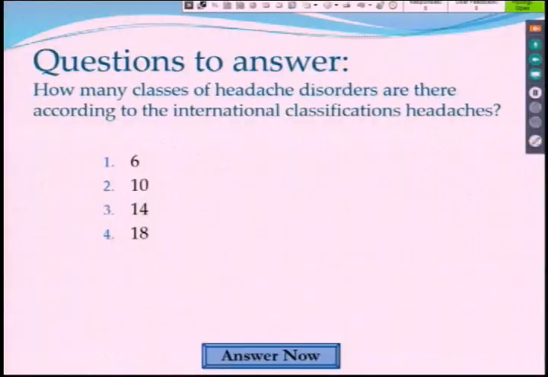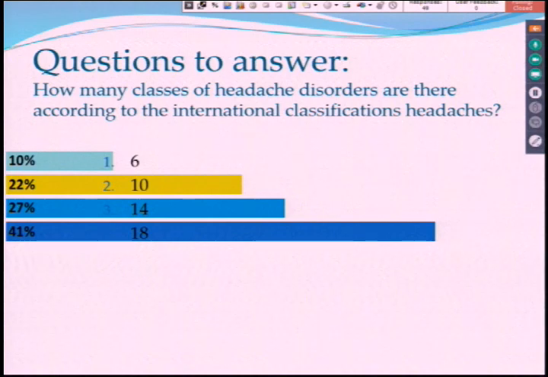So question, how many different classes of headache disorders are there according to the International Classification of Headaches? You had those response buttons: 6, 10, 14, or 18. How many different classes do you think there may be? So there's actually 14 different classes.